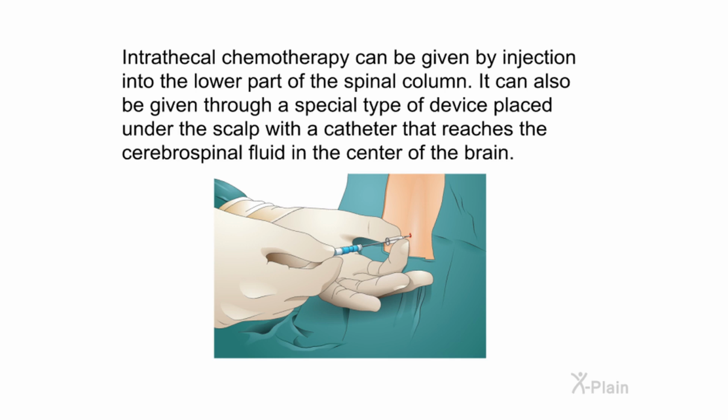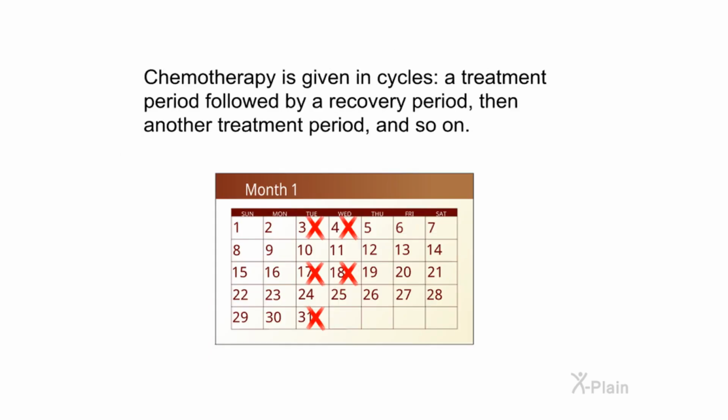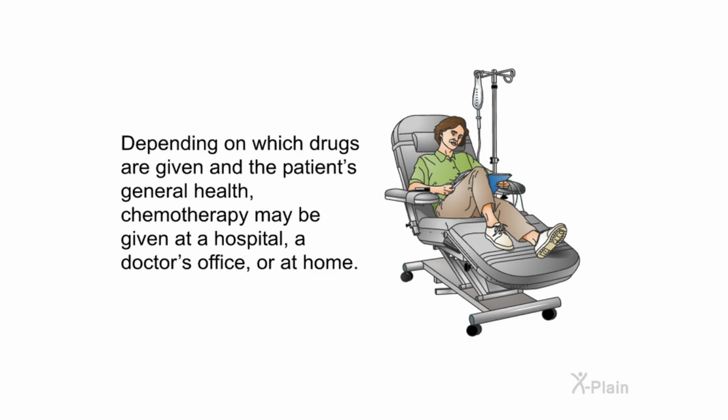Intrathecal chemotherapy can be given by injection into the lower part of the spinal column. It can also be given through a special type of device placed under the scalp with a catheter that reaches the cerebrospinal fluid in the center of the brain. Chemotherapy is given in cycles, a treatment period followed by a recovery period, then another treatment period, and so on. Depending on which drugs are given and the patient's general health, chemotherapy may be given at a hospital, a doctor's office, or at home.